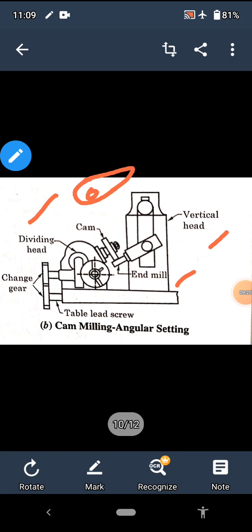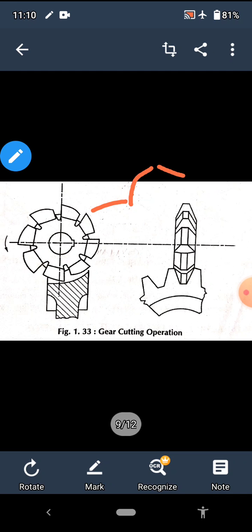We are producing cams, and since the shape is to be the same, we take the help of the universal dividing head and then index it, and this is the milling cutter. We will explain this in the coming lectures in great detail.